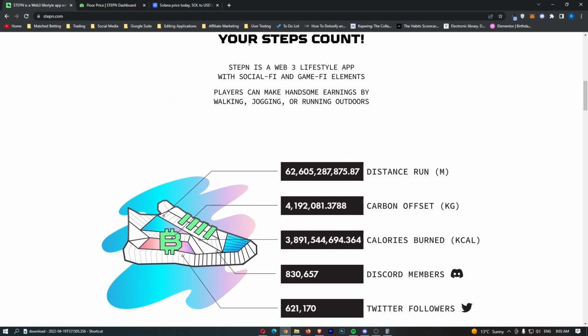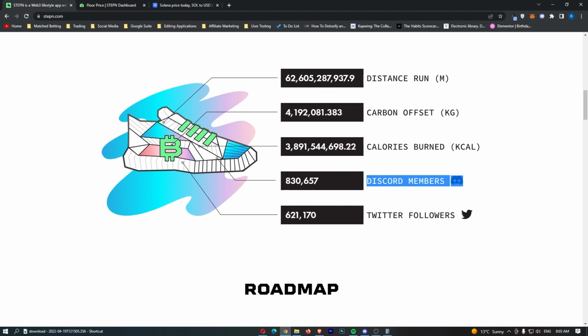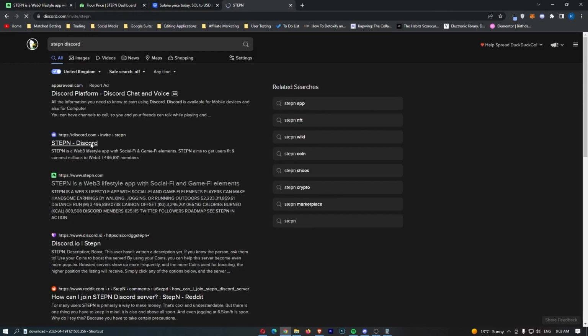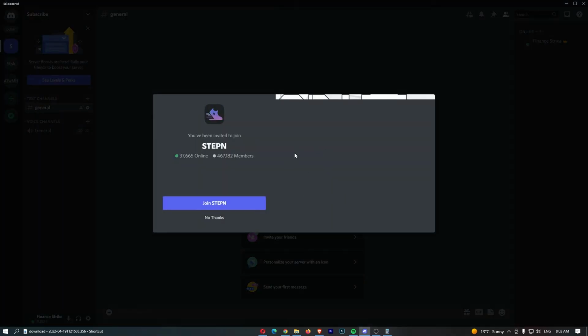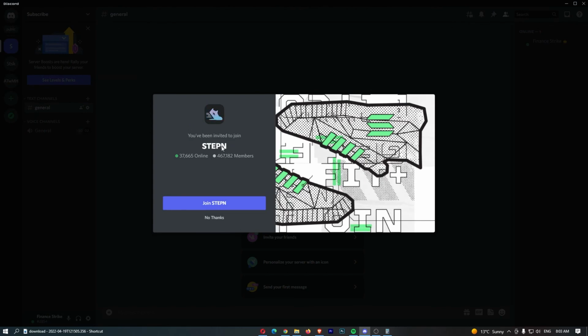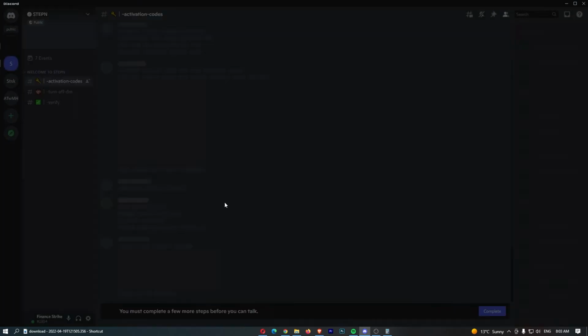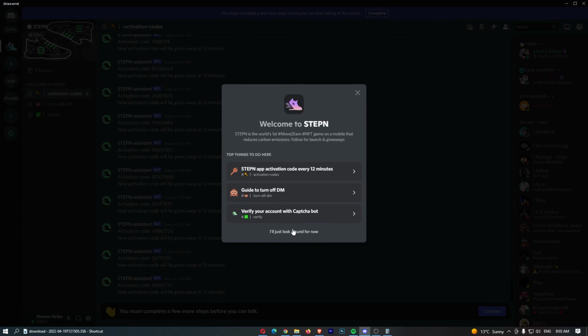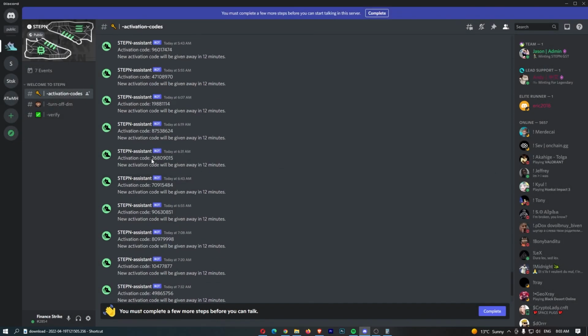So as you can see right here, we have a Discord server with 800,000 members. So all we need to do is go ahead and join this. If we just type in StepN Discord, we can go to the Discord right here. And you can see that we have, okay, so we only have 4,000 members, really. We log in, and we can see, welcome to StepN, and we need to just go ahead and activate the account.